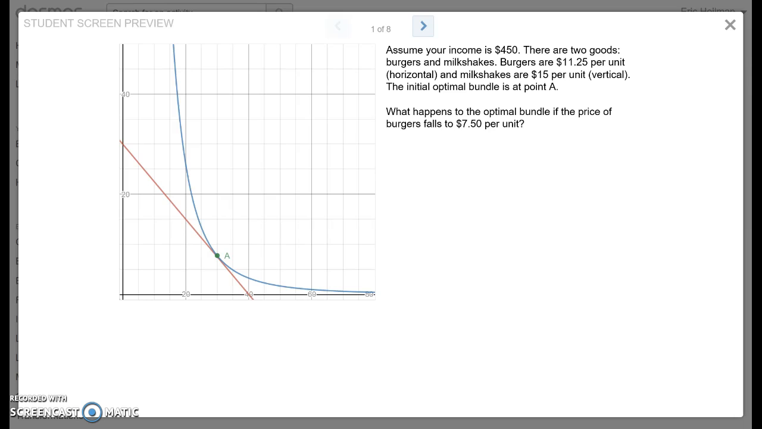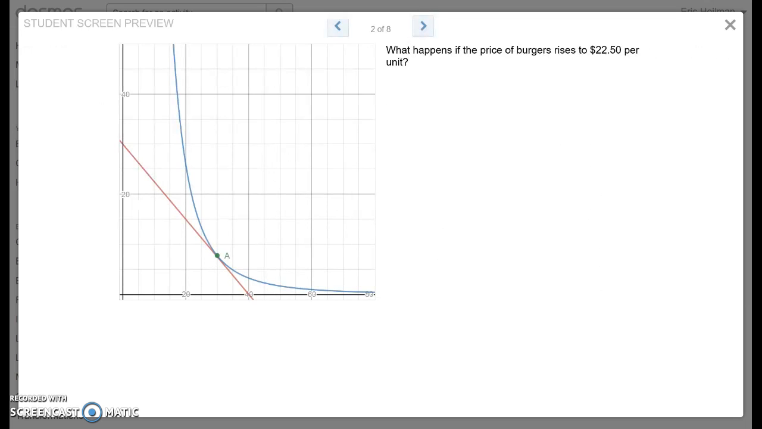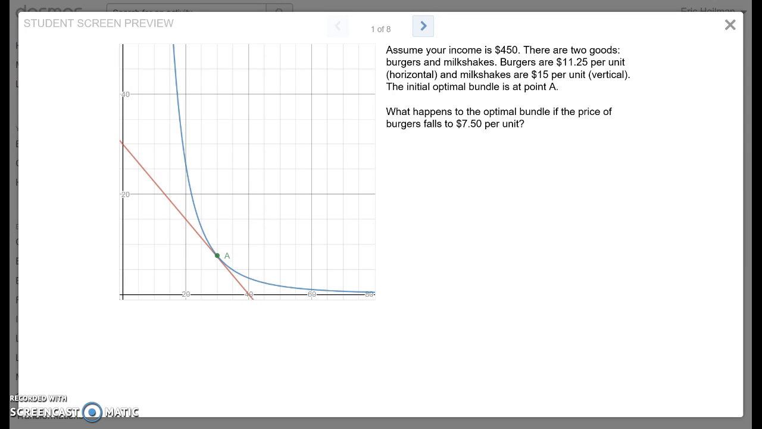Initially, our optimal bundle is at the point of tangency between the budget constraint and our preferences at point A. So the question is, what happens to the optimal bundle if the price of burgers falls to $7.50 per unit? I want you to take a second and figure out what the new intercepts for the budget constraint would be if the price of burgers falls. I'll give you a second to think about that, and then we'll draw it on this slide.